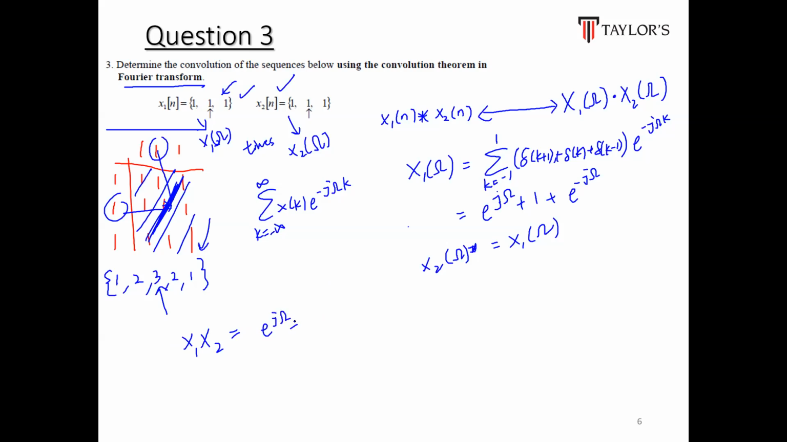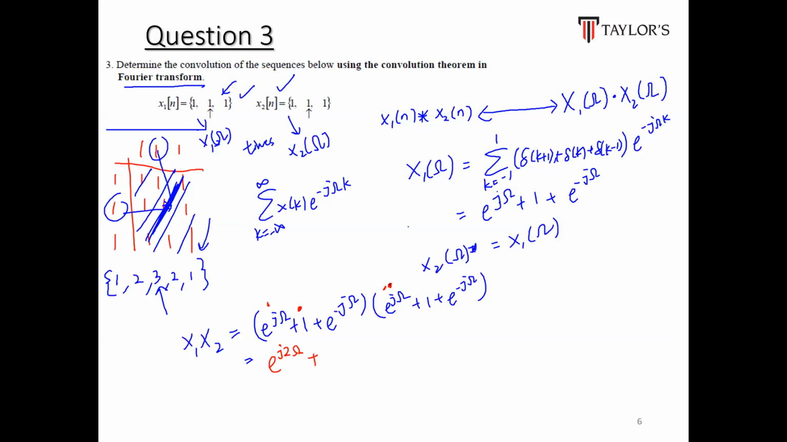e^{jω} + 1 + e^{-jω} multiplied by e^{jω} + 1 + e^{-jω}. You just do it one by one. All right. First, you do these two, so it becomes e^{jω} multiplied by e^{jω}, so it becomes e^{j2ω}. Correct?